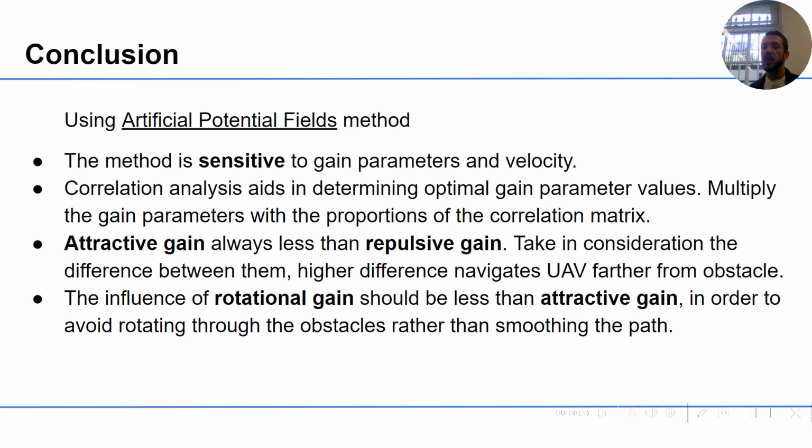Therefore, we understand that the attractive gain should always be less than the repulsive gain, taking into consideration the difference between them, because the higher the difference between them, the farther the UAV navigates from the obstacles. Also, the rotational gain should be less than the attractive gain in order to avoid rotating through the obstacles rather than just smoothing the path.